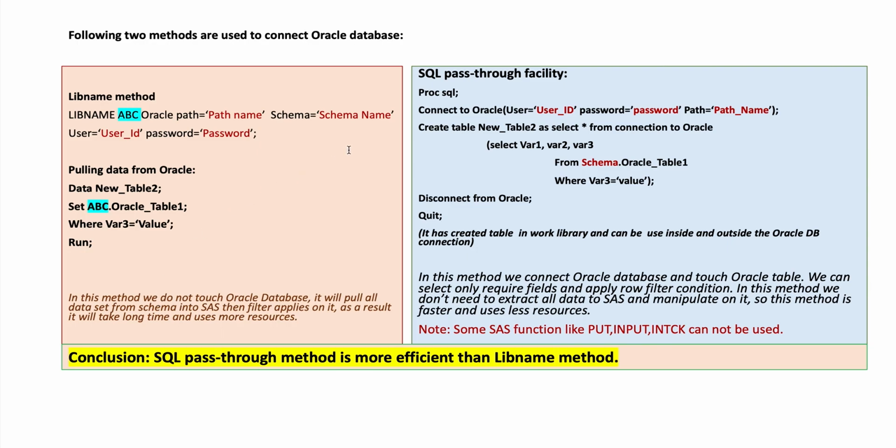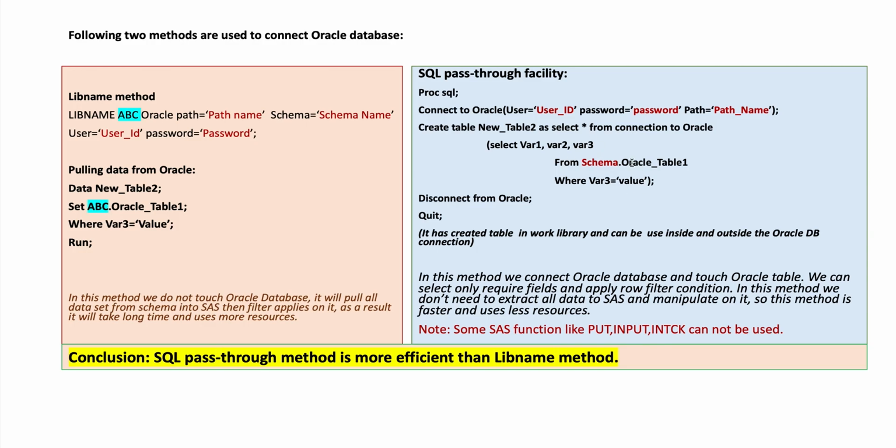Let me explain the second method, that is the proc SQL pass-through method. It starts with proc sql. Connect to Oracle. Inside parentheses, we provide user ID, password, and path name. Then create table. Suppose the table name is new table 2, and select star from connection to Oracle. That means select all the variables after connection.